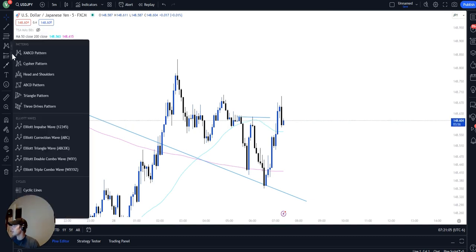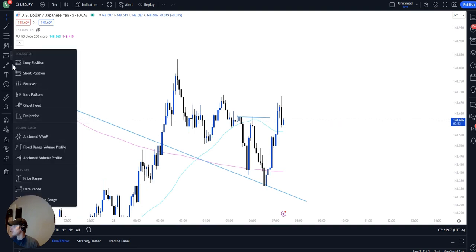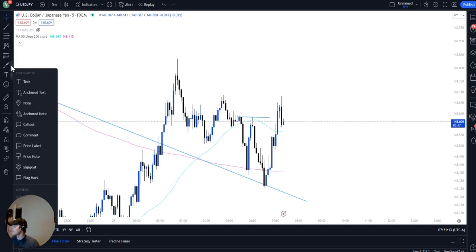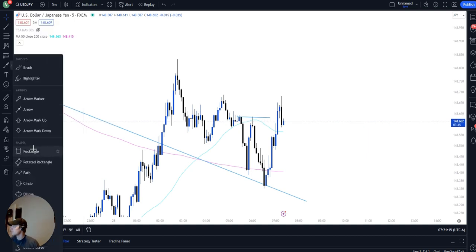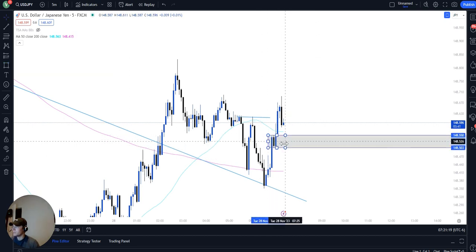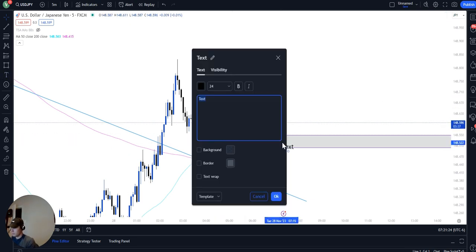Where is my rectangle? It's up here. There we go. We have a nice demand zone right here that we are entering in. Demand.